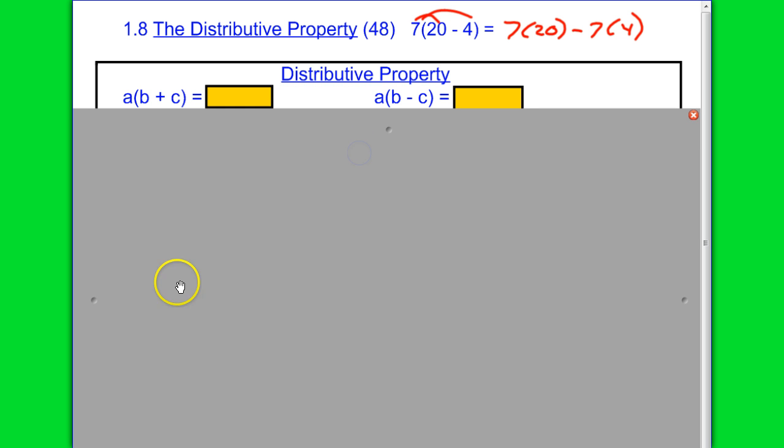Let's see what this looks like as a rule. 7 times 16 would be the same. Okay, so let's see if you can finish the rule. It would be A times B plus A times C. Good, so we're distributing this multiplication across addition. And this works with subtraction as well, as long as you keep the sign. Although in most cases I want you to add the opposite because there's a lot of negatives this year.